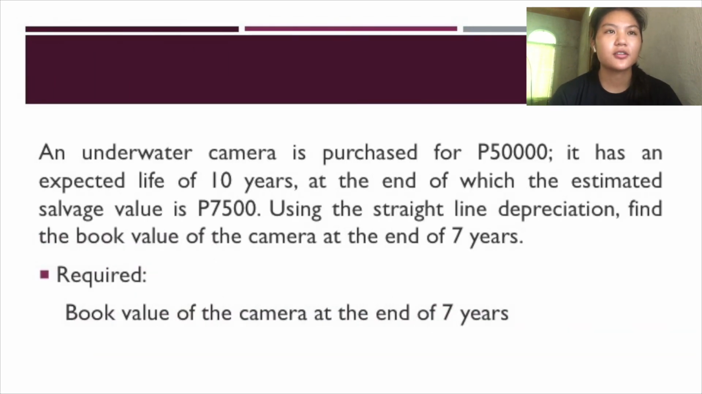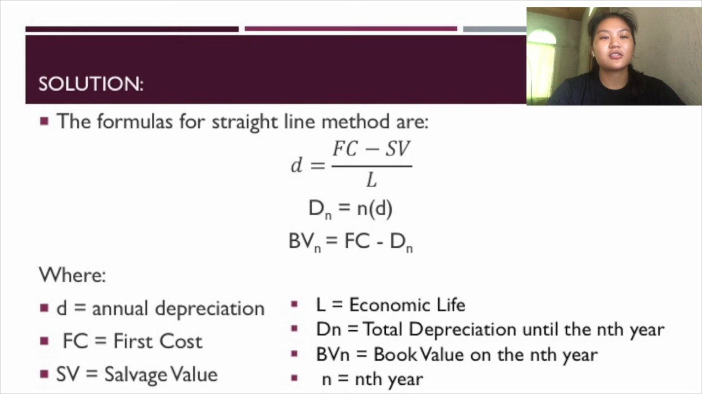So for problem 1, an underwater camera is purchased for 50,000 pesos and it has an expected life of 10 years, at the end of which the estimated salvage value is 7,500 pesos. Using the straight line depreciation, find the book value of the camera at the end of 7 years. So the required for this problem is the book value of the camera at the end of 7 years. For the solution, there are several methods in solving depreciation problems, but the problem will always indicate what method to use. So in this problem, the straight line method will be used.